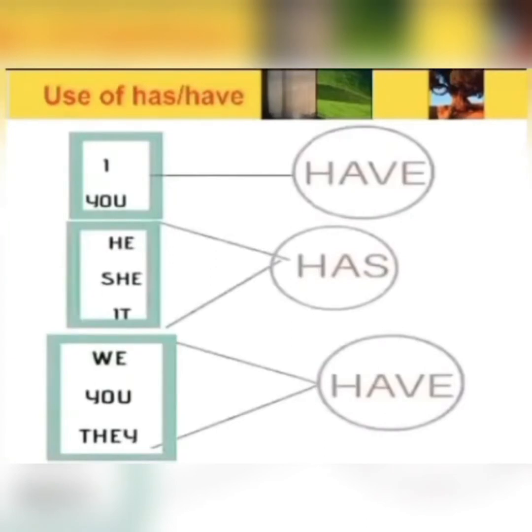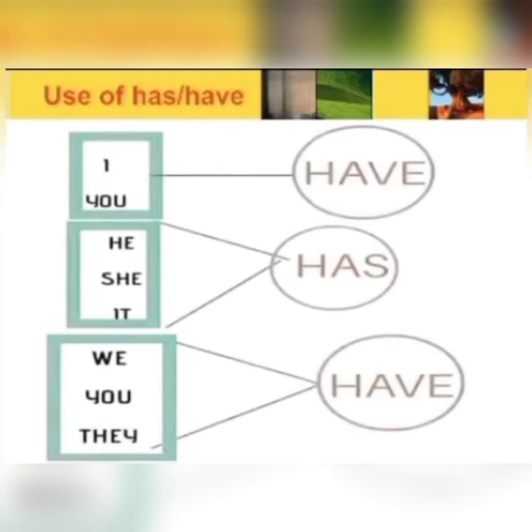Now let's look at the use of has or have. Has is used with he, she or it. That means all the singular subjects use the auxiliary verb has. And I, you, we, they all use the auxiliary verb have, and all the plurals also use the auxiliary verb have.